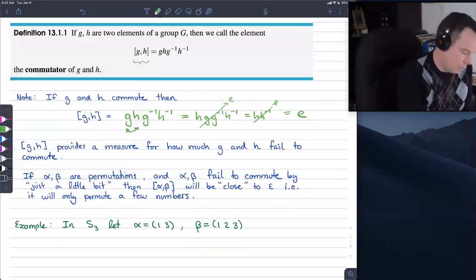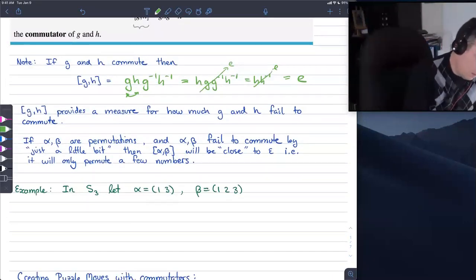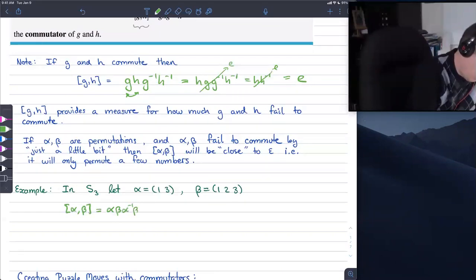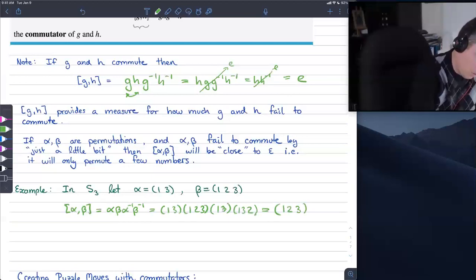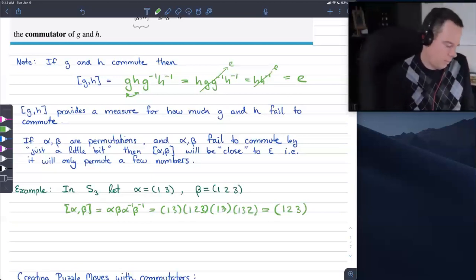So in this example, suppose we've got alpha is (1 3) and beta is (1 2 3). The commutator of alpha and beta is alpha beta alpha inverse beta inverse. So that would be (1 3)(1 2 3)(1 3)(1 3 2). So it would be that product there. And we could work it out and we get the value of (1 2 3).